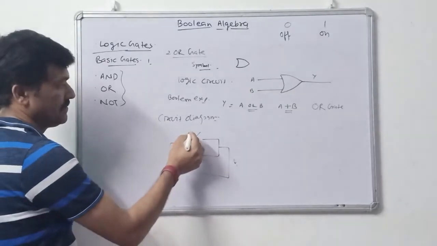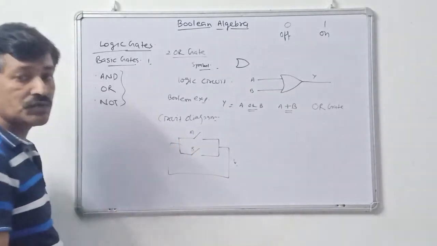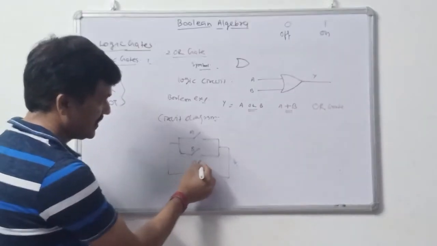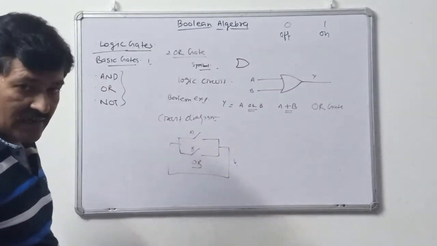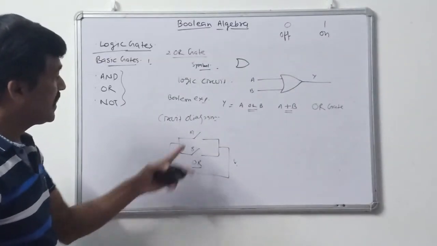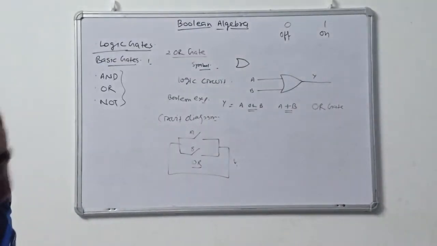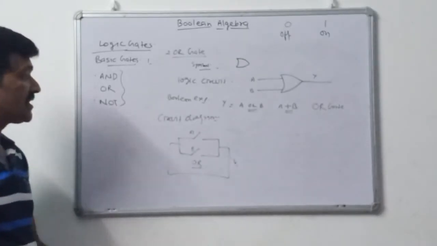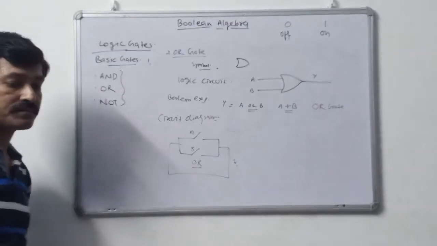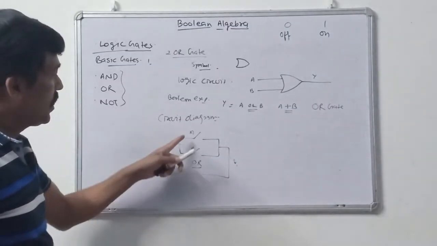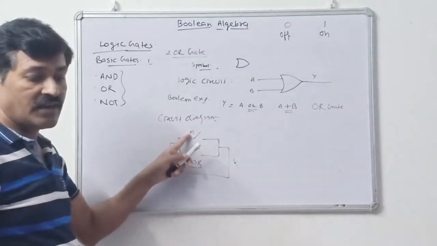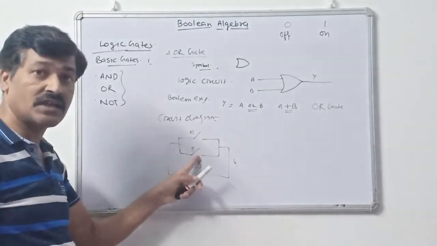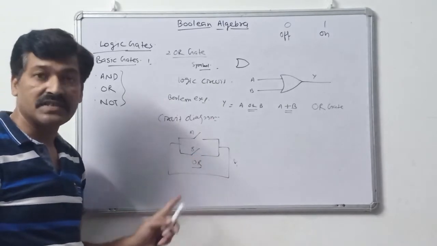Look at this: switch A and switch B. In this case, this is for OR. If either switch is on, the circuit will complete. If A is on, then also, and if B is on, then also. If both the switches are on, then also the circuit is completed.